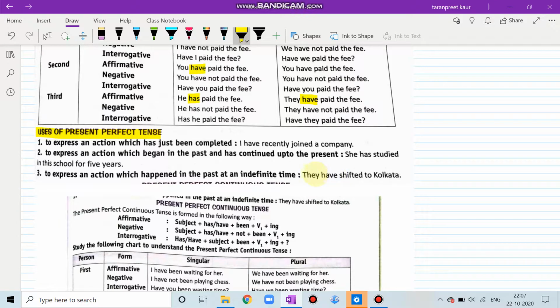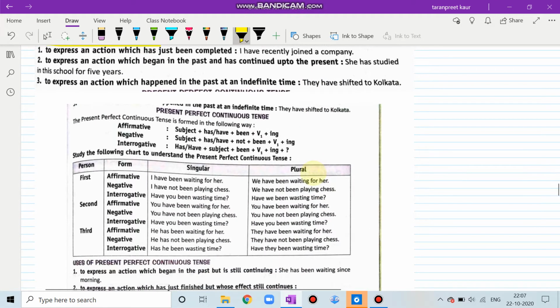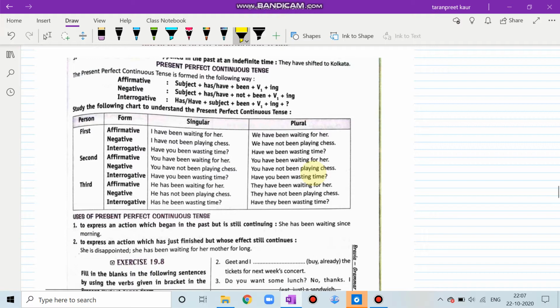Now, let us talk about present perfect continuous tense. It is very easy for us to understand this tense. Why? Because it takes up the maximum part, the rule of the previous, that is the present perfect tense only, but the verb form here changes. Like here, it takes up subject, has or have, but here we use the word been, the first form of the verb, and ing.